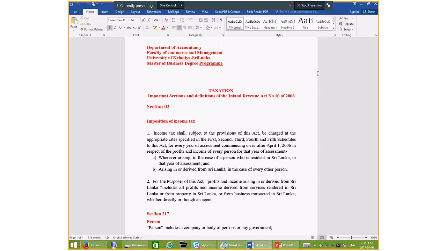The extraordinary income of the company is computed based on the aggregate amount of all sources of income. Then after computing the extraordinary income, some deductions are allowed. The deductions are losses and interest payments. Then we arrive at the assessable income. After computing assessable income, the taxable income of the company is computed.